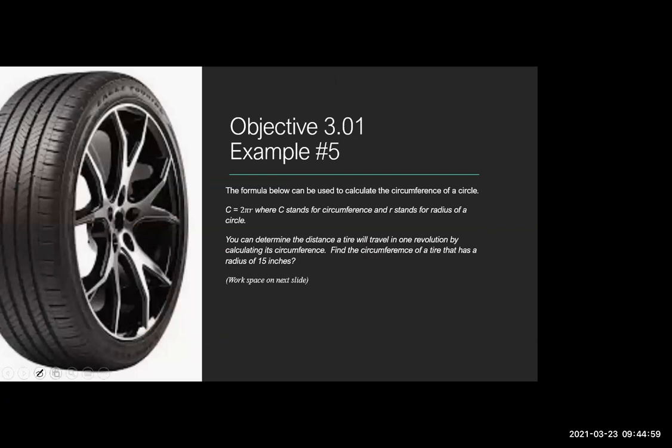Let's look at this problem then. The formula below can be used to calculate the circumference of a circle. C equals 2 pi r, where C stands for the circumference. By the way, the circumference of a circle would be a bug traveling all the way around this circle. That would be the circumference. And the R stands for the radius. So let's take a look at our problem here. You can determine the distance a tire will travel in 1 revolution by calculating its circumference. Find the circumference of a tire that has a radius of 15 inches. There's my R there.